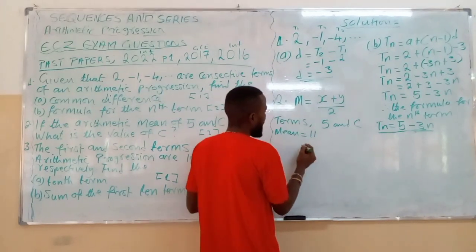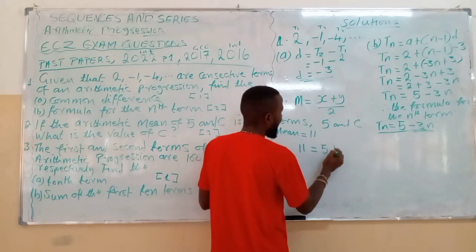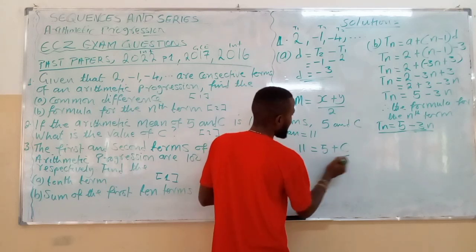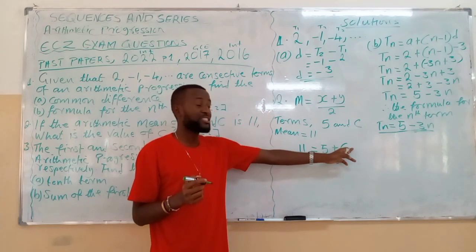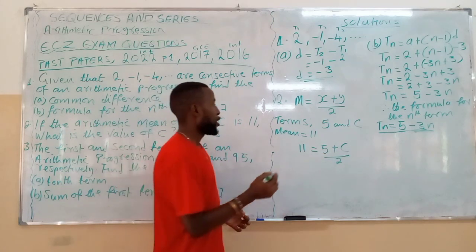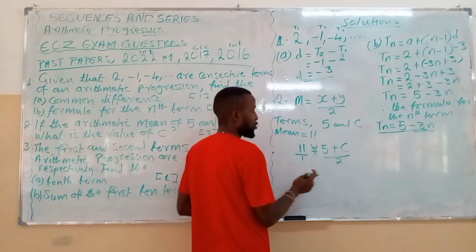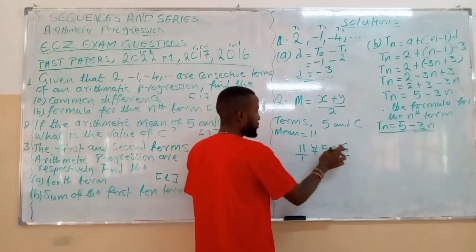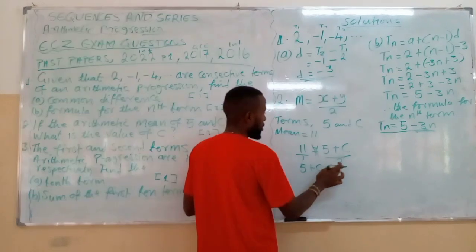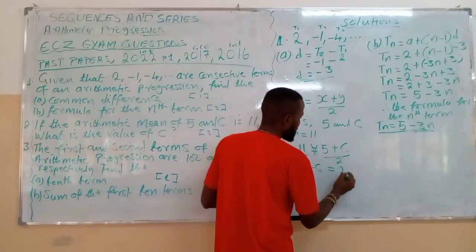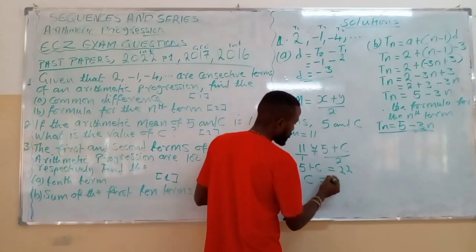What is my mean? My mean in this scenario is 11, which is equal to, what is my X? It will be 5 plus, what is my Y? It will be C, divided by 2. You see that? Now you need to find the value of C, so make C the subject of the formula. We are going to divide this side by 1 and cross multiply. 1 times 5 gives 5 plus C is equal to 2 times 11, which is 22. Collect the like terms together, which gives C is equal to 22.